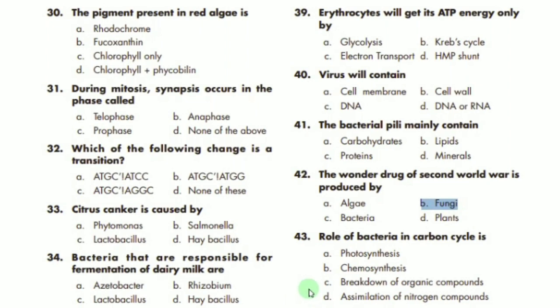MCQ 43 says that the role of bacteria in the carbon cycle is what? They mostly perform the photosynthesis process. So A is the correct option.